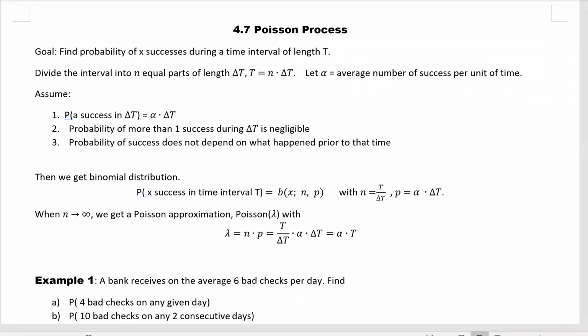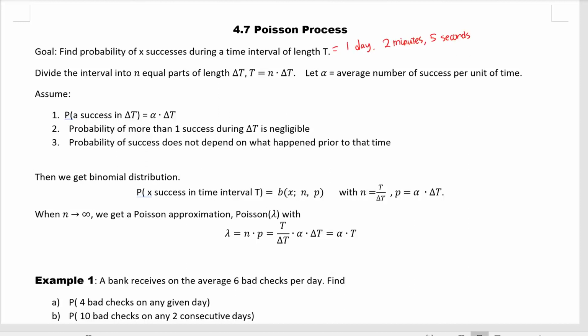So the goal of this session is to find the probability of X successes during a time interval of length t. So this is an abstract definition, right? So it's very good to think about an example. So a time interval of length t. So t could be 1 day, or it could be 2 minutes. It could be 5 seconds. Okay? So any time interval t.